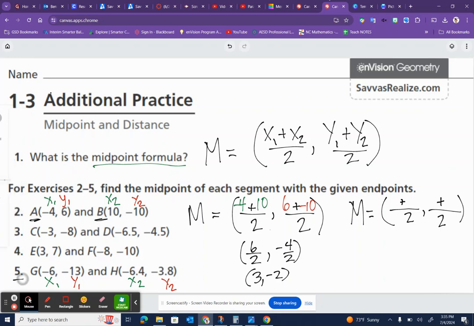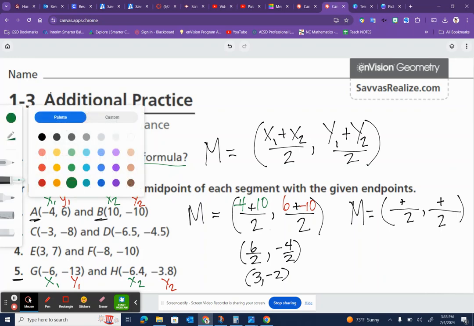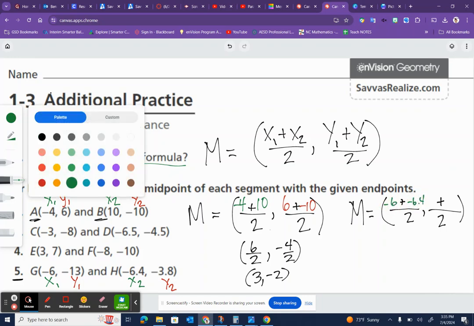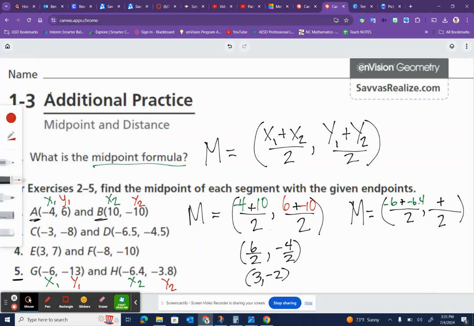Now let's go ahead and try number 5. So again, I have to identify my x coordinates. So I have a -6 for my x1 and a -6.4 for my x2. So -6 plus a -6.4. Then I'm going to do the same thing but with my y coordinates. My y1 coordinate is -13 and my y2 coordinate is a -3.8.